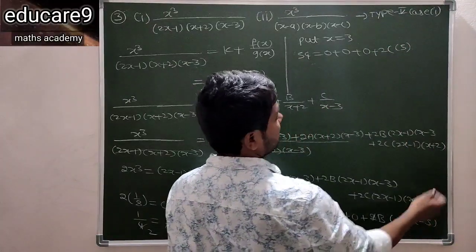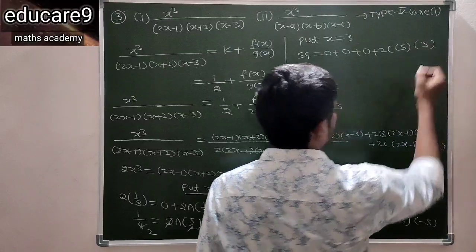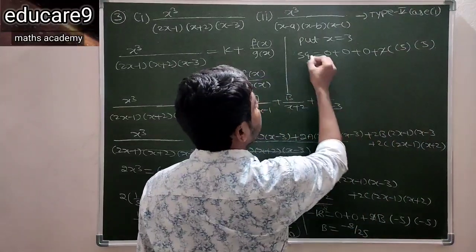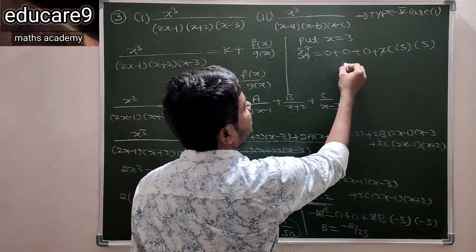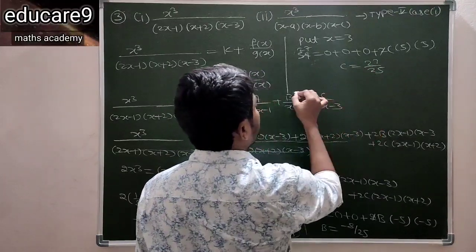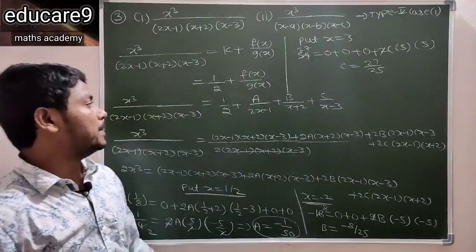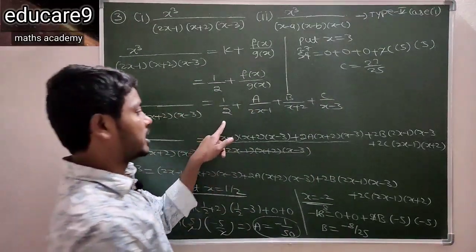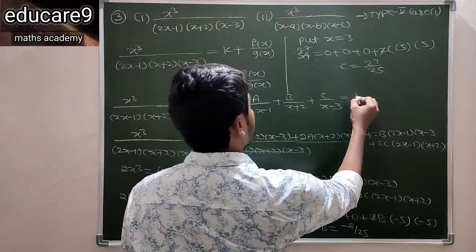Next, 3 plus 2, 5. So 2 1 are 2, 27. So what is the value of c? 27 by 25. And substitute a, b, c in this equation. So what you get? So this is 1 by 2.